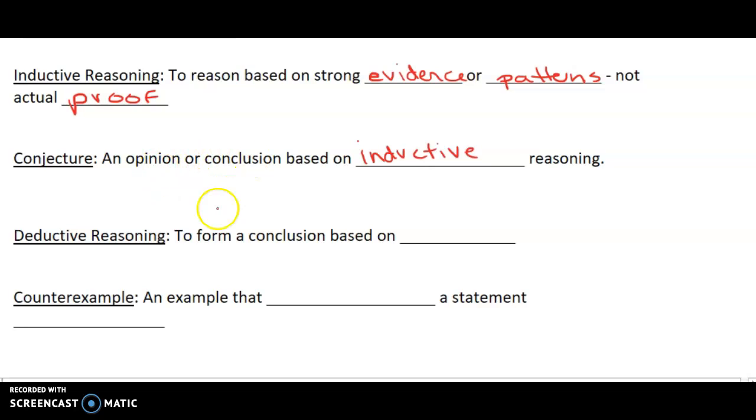Deductive reasoning, on the other hand, is to form a conclusion based on proof or fact, okay? So this would be like, we saw someone do it and we have his DNA. You can't lie about DNA. At least I don't think you can. All right, a counterexample is an example that proves a statement false.